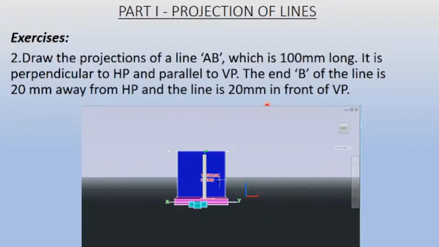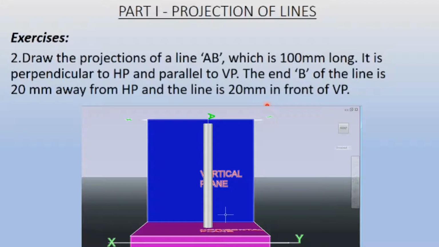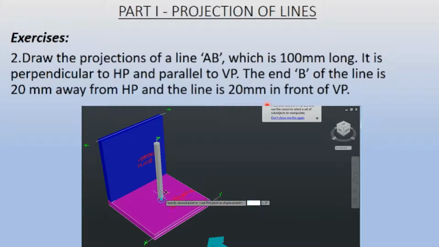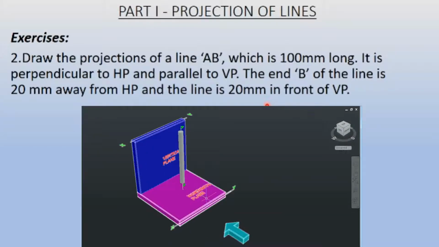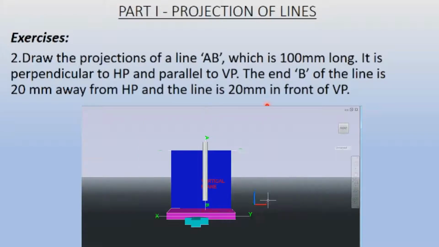Now you observe that the line has become perpendicular to the horizontal plane. How can we say? Because this line is straight, vertically straight, and it is standing on the horizontal plane. But one thing to observe here is that the letter B has been drawn below the horizontal plane, so I have to make that up here. Now I have made this perpendicular to the horizontal plane.